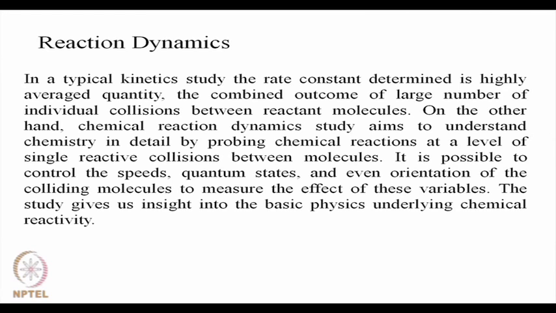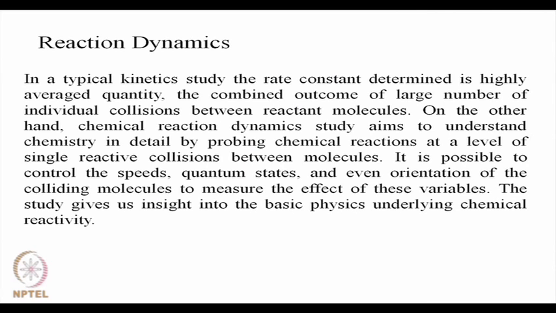But one important point that we must look into is that in a typical kinetic study, the rate constant we determine in the laboratory, using a burette, pipette, maybe some titrimetric method, is highly an average quantity. It's an ensemble average quantity. The combined outcome of a large number of individual collisions between reactant molecules. So there are a number of collisions, and it is the overall thing.